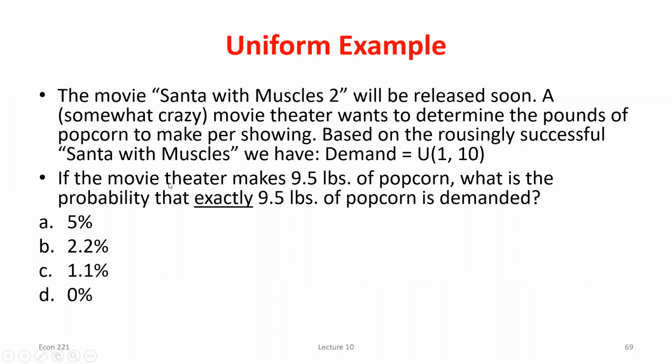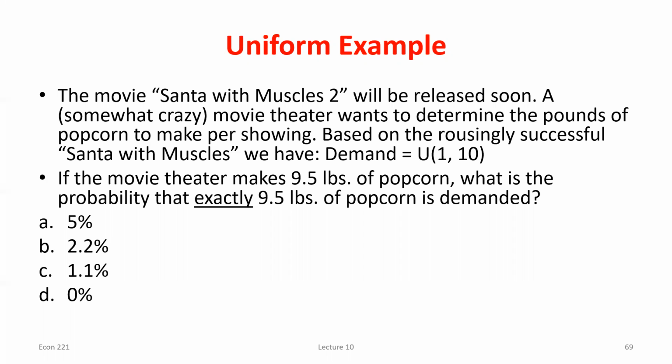What if I wanted the probability that exactly 9.5 pounds of popcorn is demanded? What should that probability be? I said something earlier. I said if it's a truly continuous random variable, even between 1 and 10, how many possible outcomes could we see? An infinite number, if it's truly continuous.